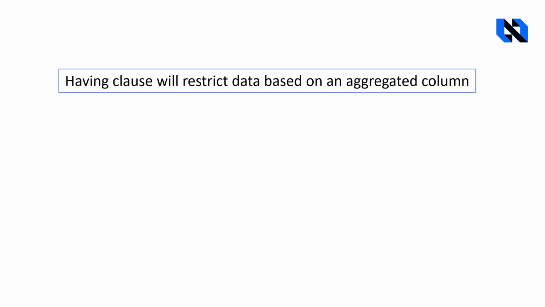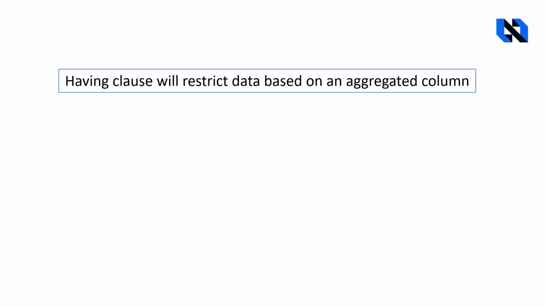The WHERE clause would only restrict your data based on a non-aggregated column, while the HAVING clause would restrict your data based on an aggregated column. So you really have to be very careful when trying to use WHERE and HAVING. Both of them would do the same thing, but one would restrict your data based on a non-aggregation, which is WHERE, and the other would restrict your data based on an aggregation, which is HAVING.